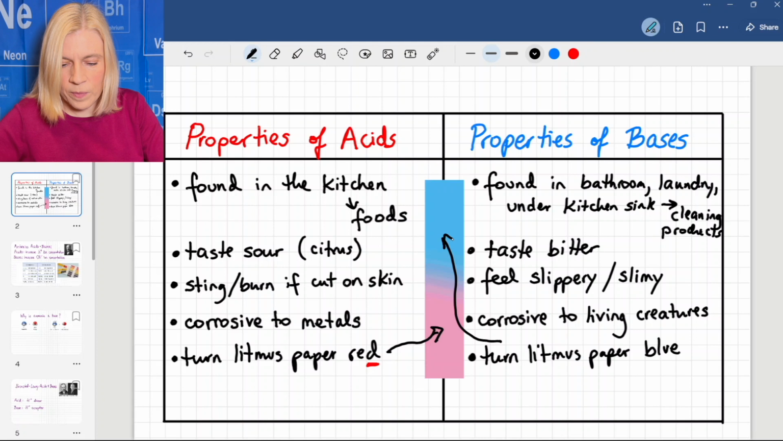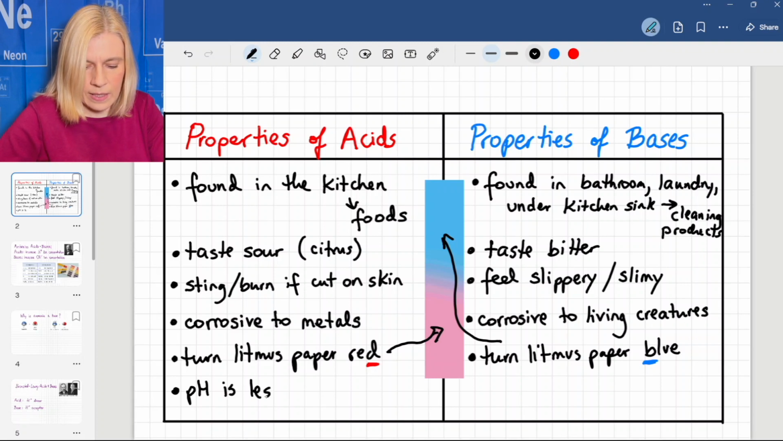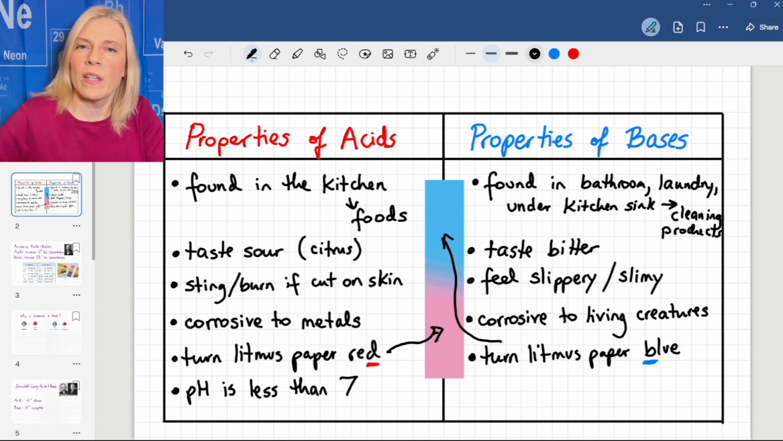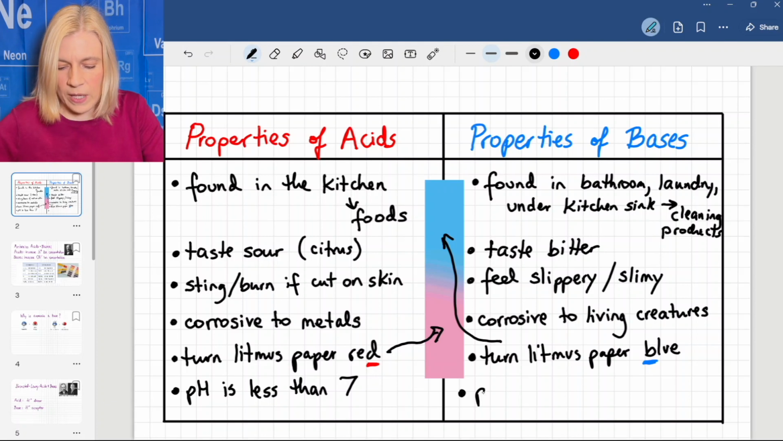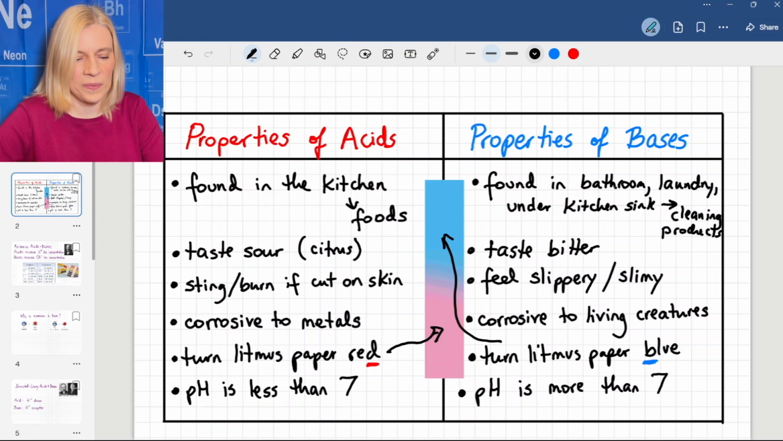And here is the blue. Bases start with B, and blue starts with B. And last thing, acids will have a pH less than 7 on the pH scale. That will be a topic for another video, the whole pH scale. And bases will have a pH more than 7. And 7 will be neutral, like pure water.